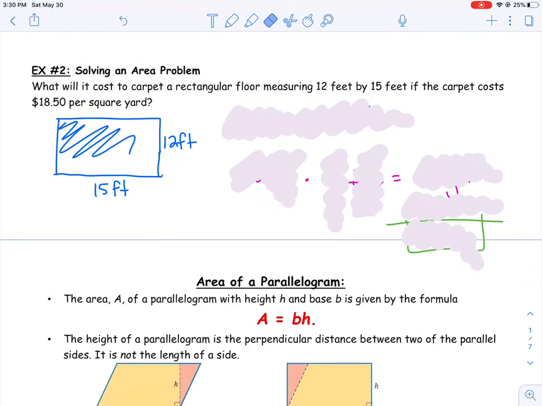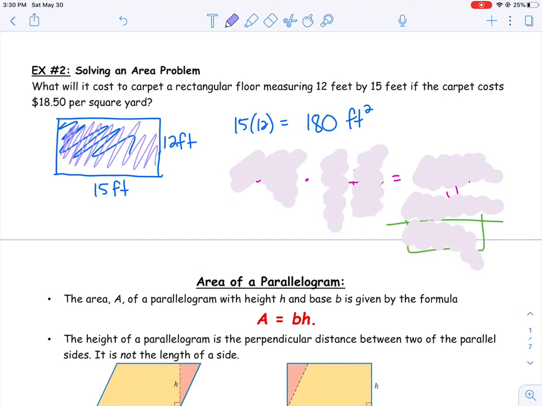The first thing I need to figure out is what we're doing here. Well, it says here we're going to carpet the room, right? So we're going to put carpet all the way throughout. To me, this says I'm doing area, right? I want to find the area of this room. So this is a rectangular room. I can find the area of this room by doing my length times width, so 15 times 12. And so I end up getting an area of 180 square feet.